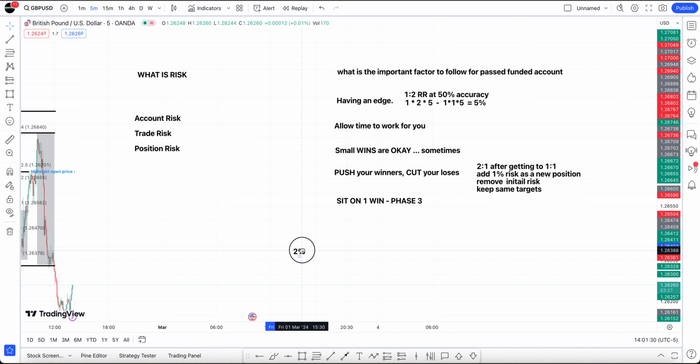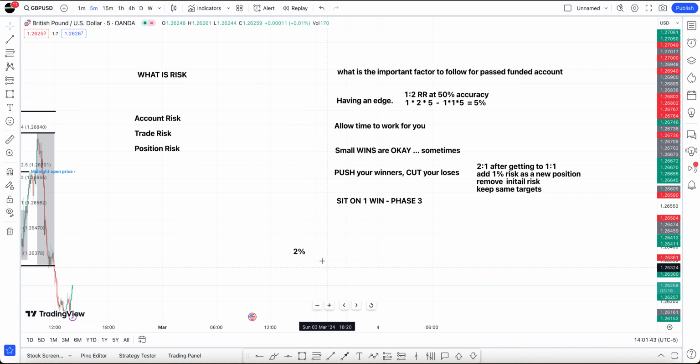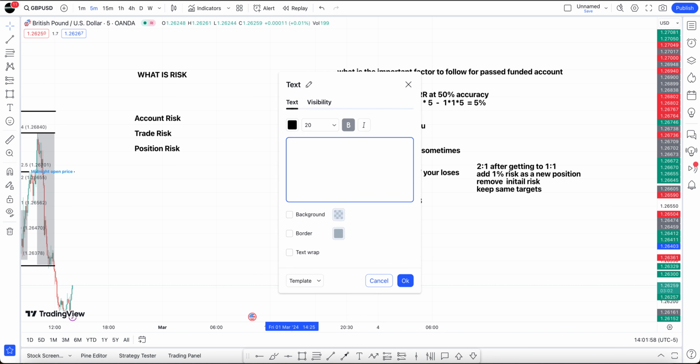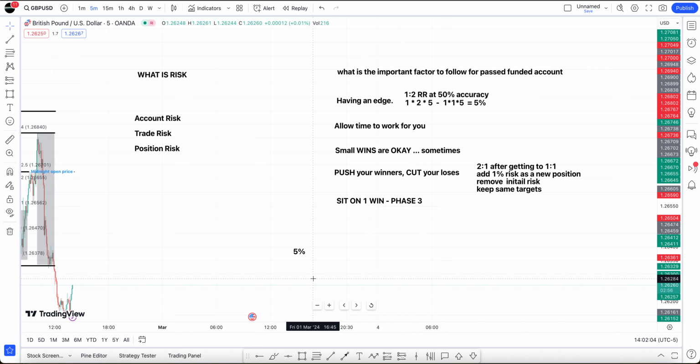If you lose 2% on the account, getting back to break even is 2%, right? Getting to your profit target is now 10%, right? If you lose 5%, getting to your target is now 13%. 13% if you lost 5%.